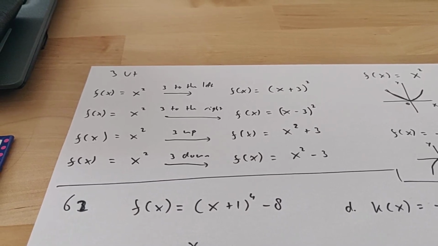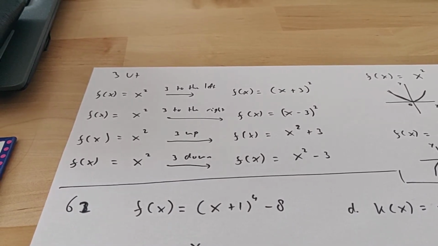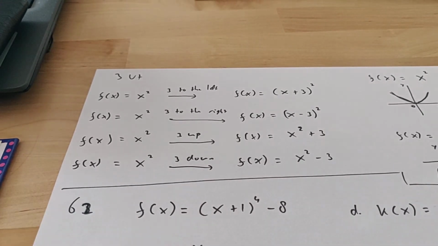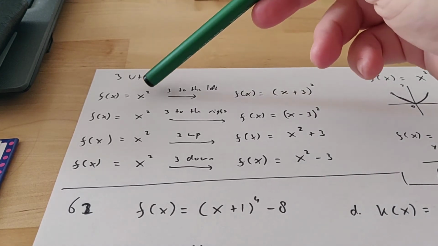Alright, so here's a video for 3VT about exercise 62, that's what it says here too. But first I'd like to repeat some other things. Transforming graphs, if you go to the left, to the right, or up or down. We'll start with this formula.